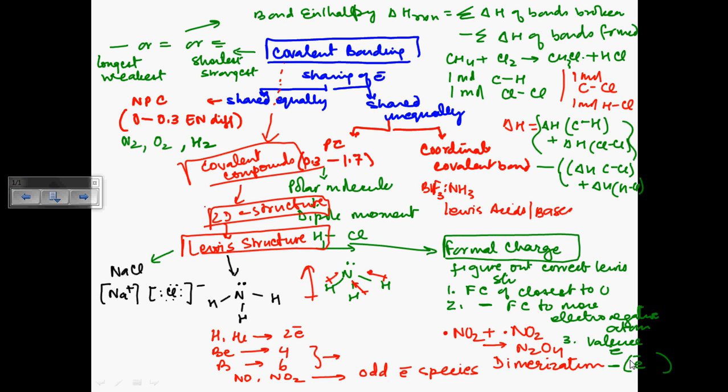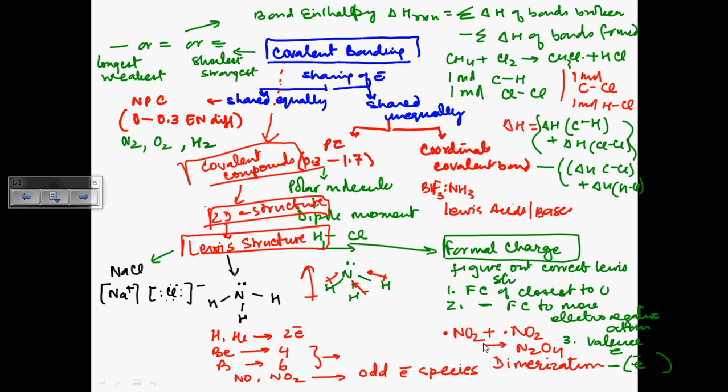To calculate the electrons on the atom in combined state, the lone pairs belong to that atom and half the bonded pairs belong to that atom. And the difference of the two gives you the formal charge. Remember, formal charge is given to each atom. It is not for the whole molecule, but for each atom it will have a formal charge.